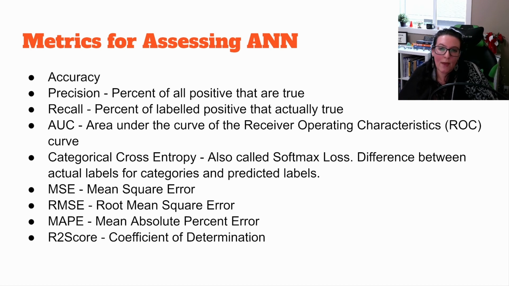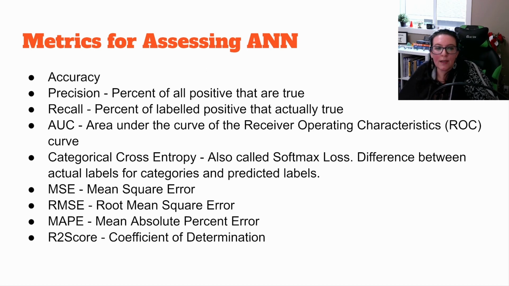If we are dealing with a binary classification, we can look at accuracy. We can look at precision, the percent of all positives that are true, and recall, the percentage of labeled positives that are actually true. We can look at the area under the curve or the receiver operating characteristics curve. We talked about those when we discussed some of our classification models. So those are all used when we have binary classification. There's also something called categorical cross entropy that we can use to find the difference between actual labels for categories and predicted labels. So it's an accuracy for multiple labels.